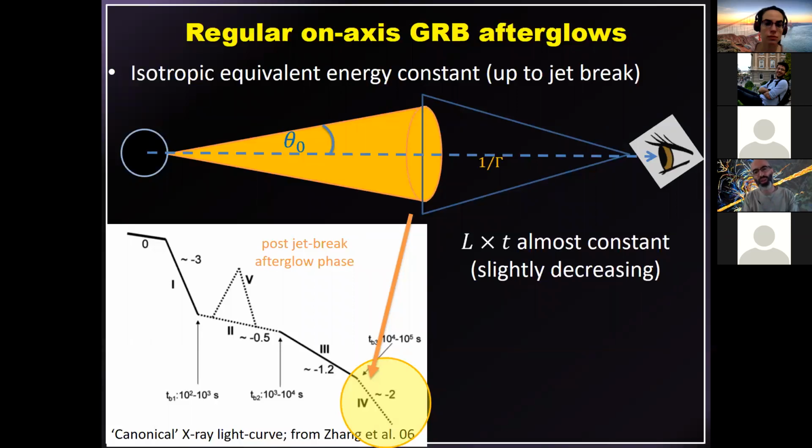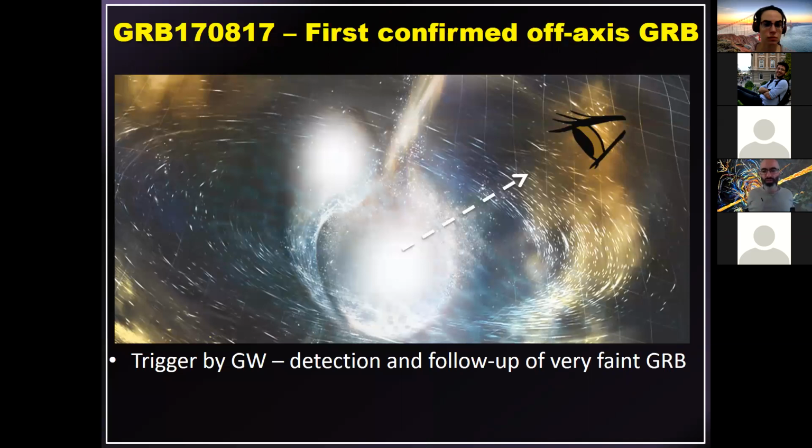And both of these effects cause a faster decline in the slope. But the bottom line is that we have this characteristic point here, where 1 over gamma is of order theta naught, which is where we see the full, not isotropic equivalent, but true energy of the jet. And beyond this so-called jet break, we have this steepening of the slope. So now let's move to talk about 170817.